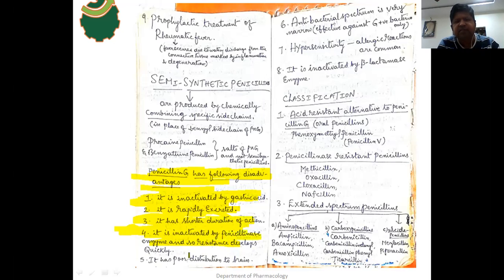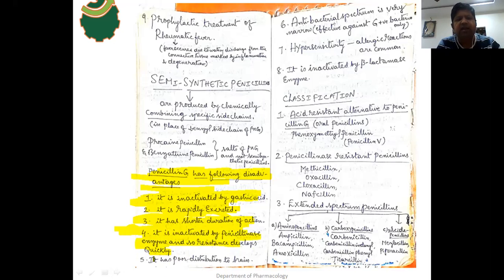So penicillinase is an enzyme that is produced by many resistant bacteria which will directly cleave or break down the beta lactam ring of the penicillin and inactivate it. That's why, in any bacteria, if penicillinase is produced, that bacteria will not be killed by penicillin. So that is one of the disadvantages.